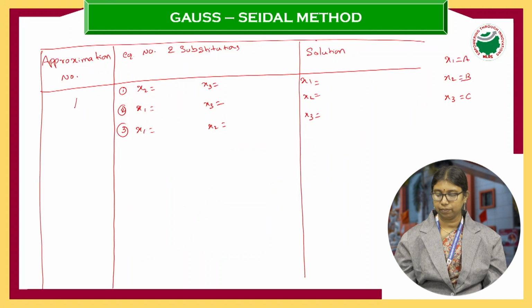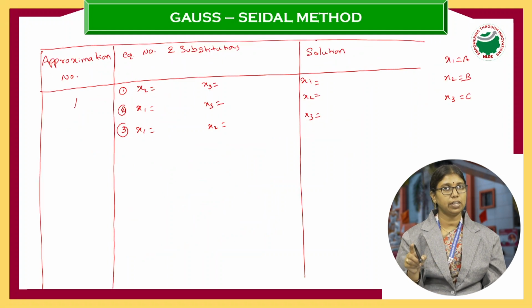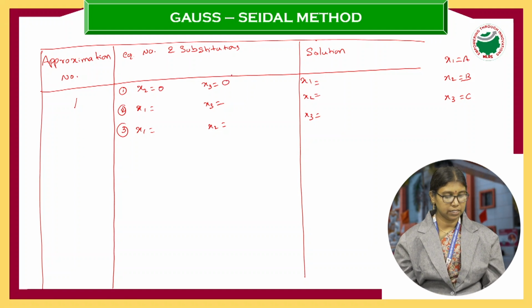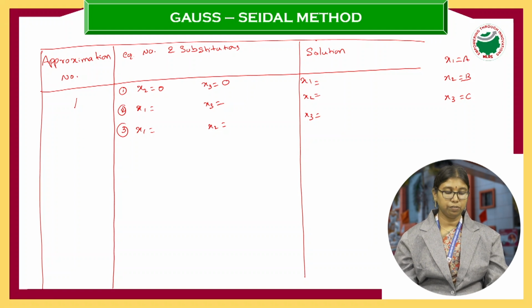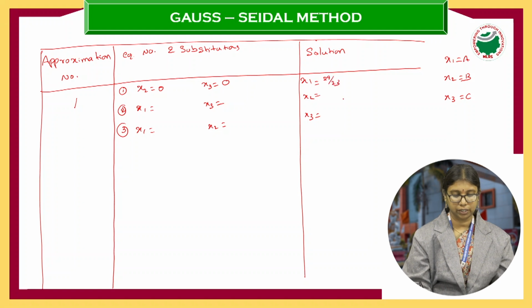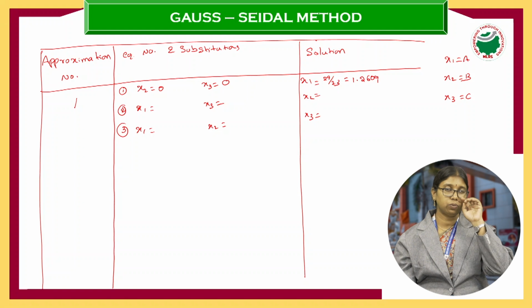It asks B. In the first approximation, since you don't know any value of x1, x2, x3, you take both the values as 0. That means B is 0 and C is also 0. Now you will get the x1 value, that is 29 by 23. For decimals, you press the SD button. It gives the decimal value as 1.2609. So this is the x1 value.